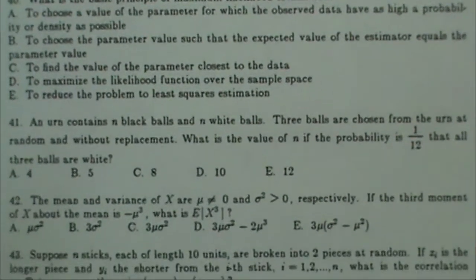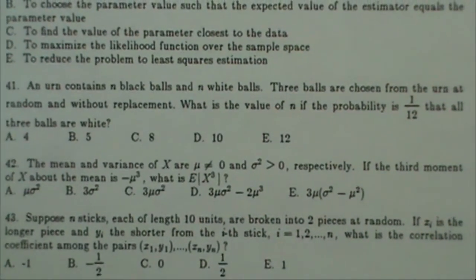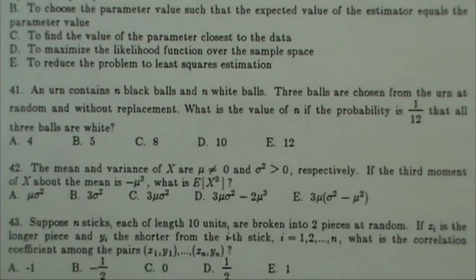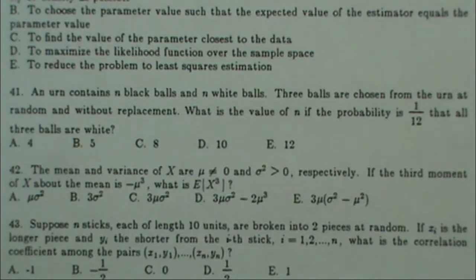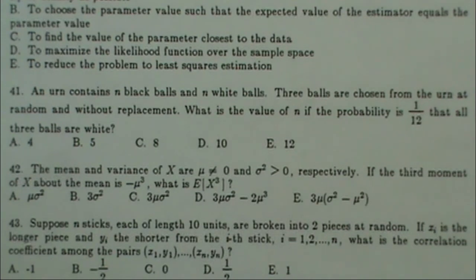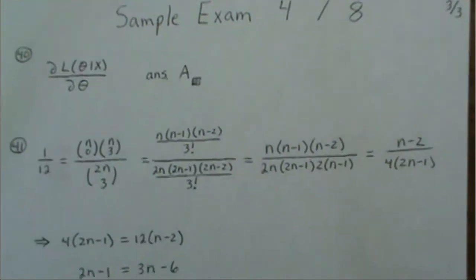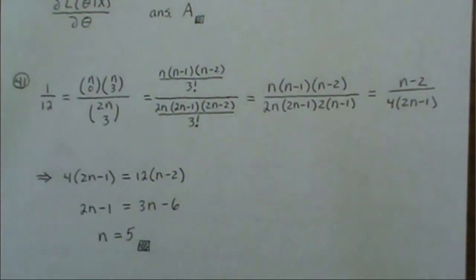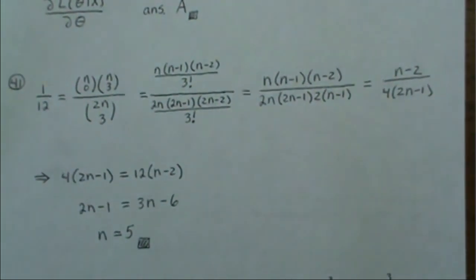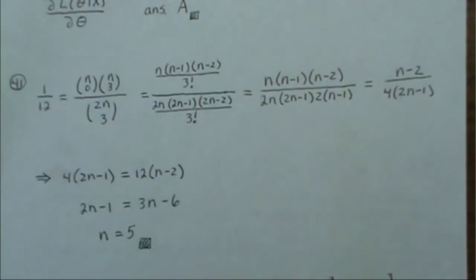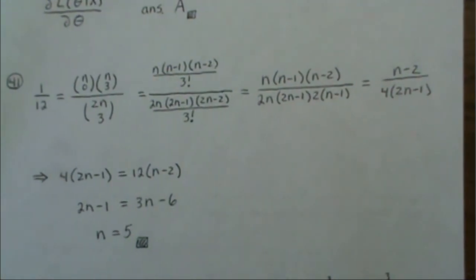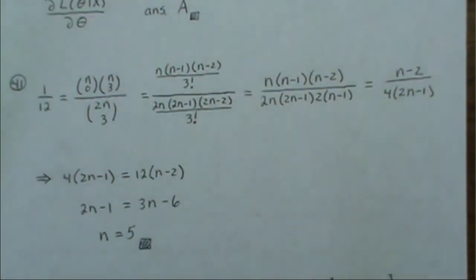41. An urn contains n black balls and n white balls. 3 balls are chosen from the urn at random and without replacement. What is the value of n if the probability is 1/12 that all 3 balls are white? So number 41, we're given that the probability is 1/12 and that we pick all 3 white balls.